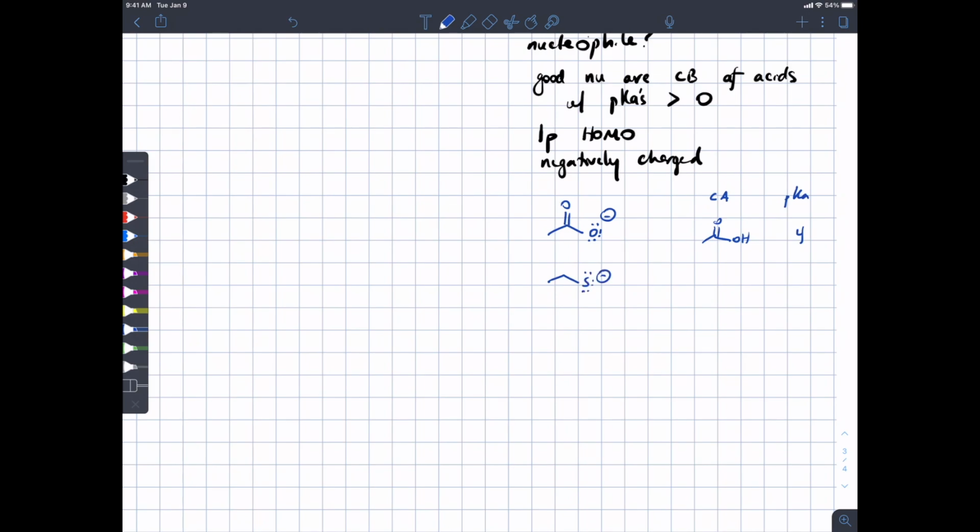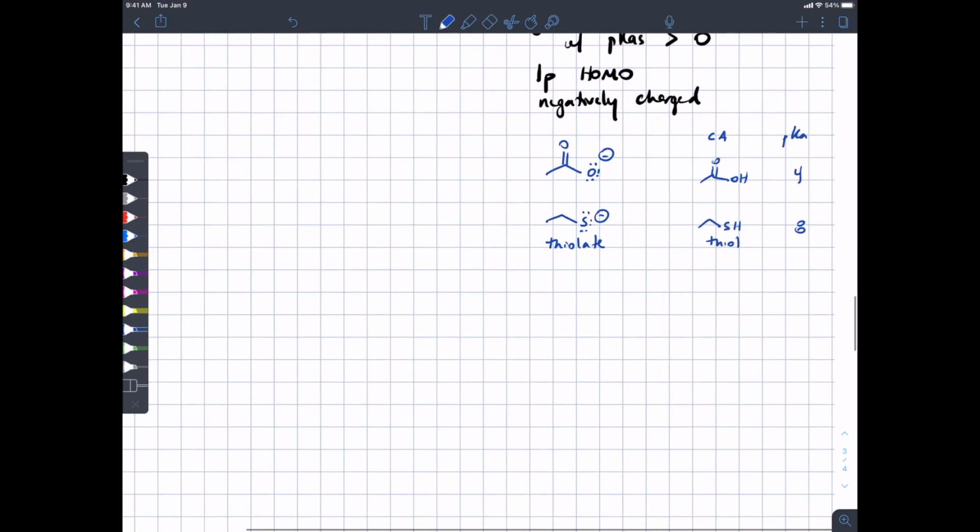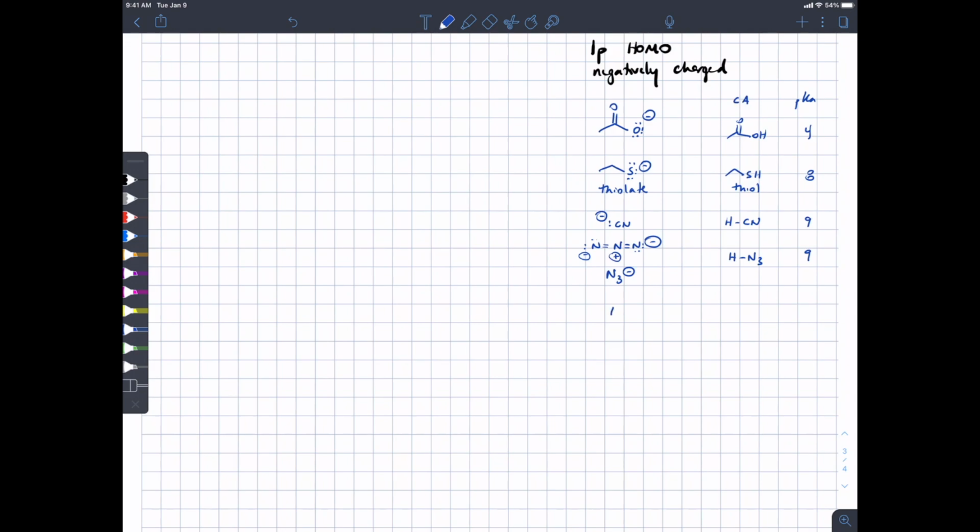A negatively charged sulfur, that's called a thiolate, is the conjugate base of a thiol, and that has a pKa of 8. CN minus that we saw in this example is the conjugate base of HCN, which has a pKa of around 9. Similarly, there's an anion called azide, which has this kind of strange structure. We often abbreviate it as N3 minus. Its conjugate acid is HN3, which also has a pKa of 9. Ammonia, whose conjugate acid is the ammonium NH4 plus ion, also has a pKa of 9.